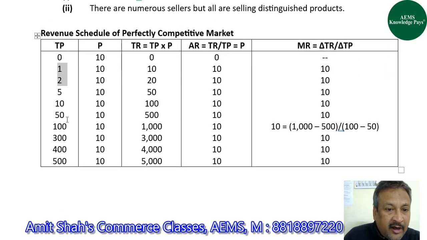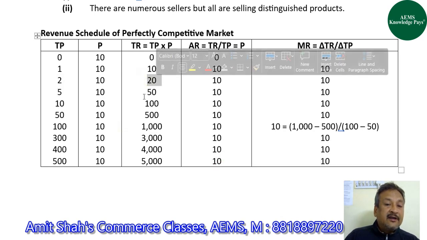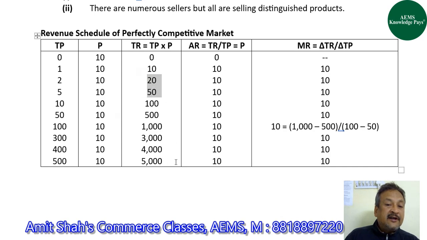Here TP has increased by how much percentage? 100 percent. TR has also increased by 100 percent. Here TP has increased by how much percentage? 150%. TR also has increased by 150%. 150% of 20 is how much? 30. And this is how it has increased by 30 and has become 50.